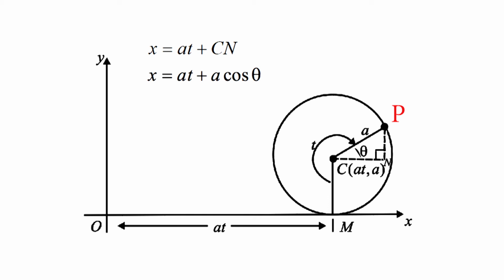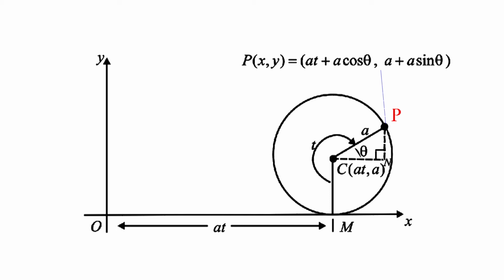Also, the y coordinate of the point P at the moment is y equal to a plus NP. Now, from the right angled triangle CNP, we have NP is equal to CP sin theta, which is equal to a sin theta. Thus, y is equal to a plus a sin theta. So, the coordinates of P are x equal to 80 plus a cos theta and y equal to a plus a sin theta.